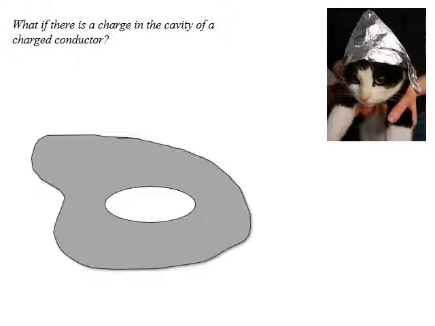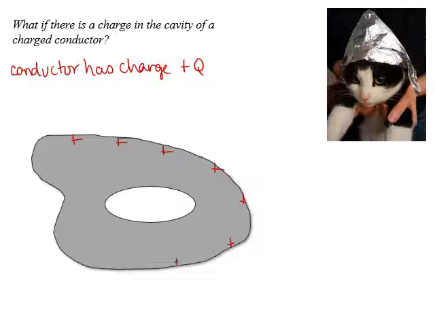Our discussion of placing a point charge inside the cavity of a charged conductor is much like the discussion of a point charge inside an uncharged conductor. So let's start by saying that our conductor has charge plus Q. We know that the excess charge of a conductor is going to spread on the surface. We haven't put anything in the cavity yet. So that charge plus Q will spread to the outer surface of the conductor, because all of those charges repel each other and they want to spread apart.